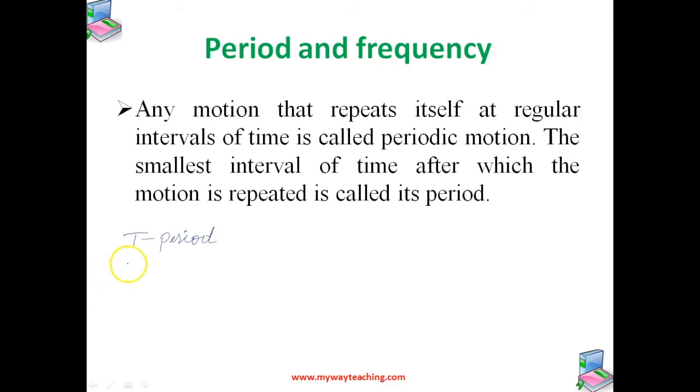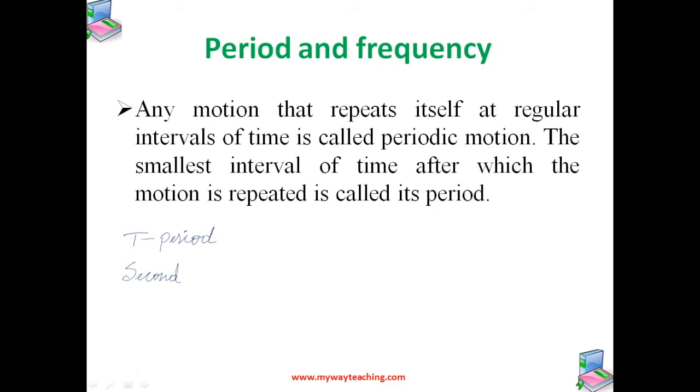And its SI unit is the second. And for periodic motions which are either too fast or too slow on the scale of seconds, other convenient units of time are used. Which means if it is very small, we can use microsecond, millisecond, nanosecond, isn't it? So these other kinds of units of time we can use.